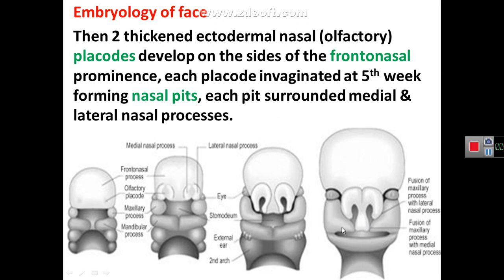So when you look at the upper lip, you will find the middle of the upper lip is derived from the intermaxillary segment. This middle of the upper lip, called the philtrum, is derived from the intermaxillary segment. And this intermaxillary segment is derived from fusion of the right and left medial nasal prominences. The lateral parts of the upper lip, not the middle part, are derived from the maxillary prominences. And the lower lip is derived from the mandibular prominences.